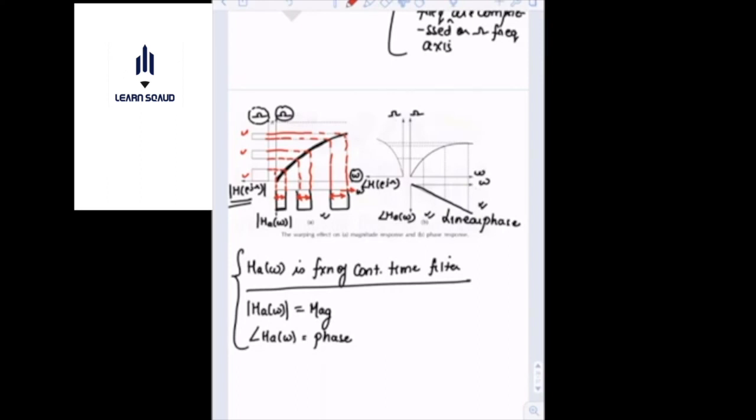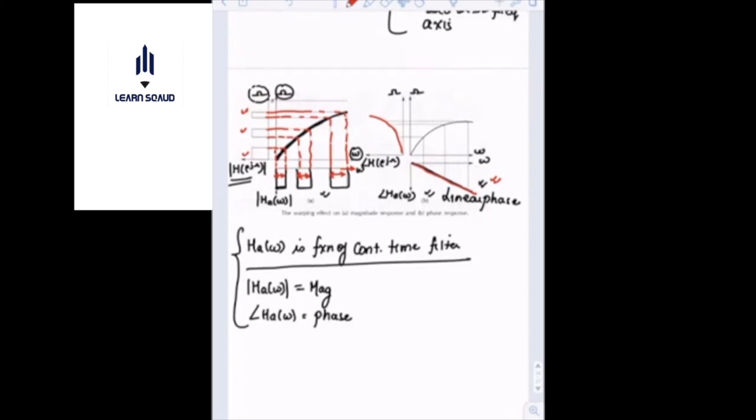Now the same is the effect on the linear phase. If this is a linear phase, then by mapping we will get the phase of the discrete system as non-linear. Okay, so this is the effect of frequency warping that will take place. Now let's look at one or two examples. So this is question number 1.